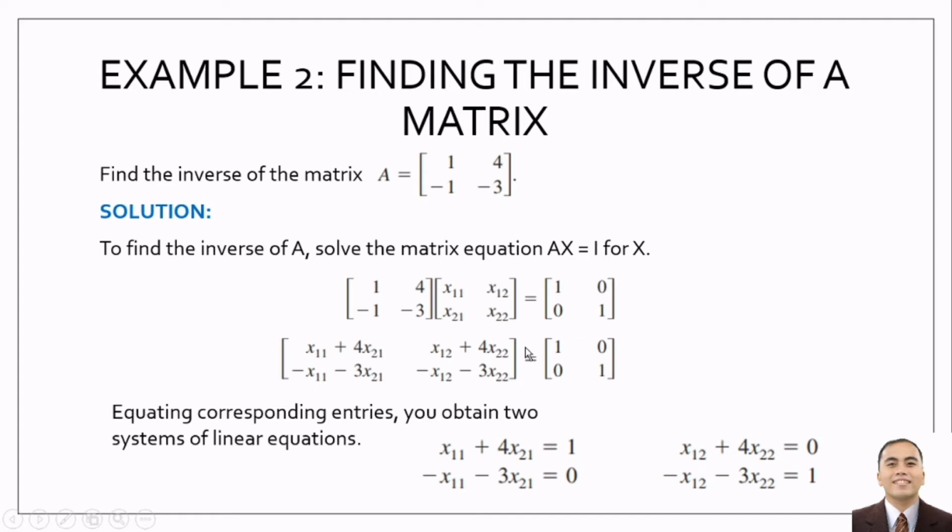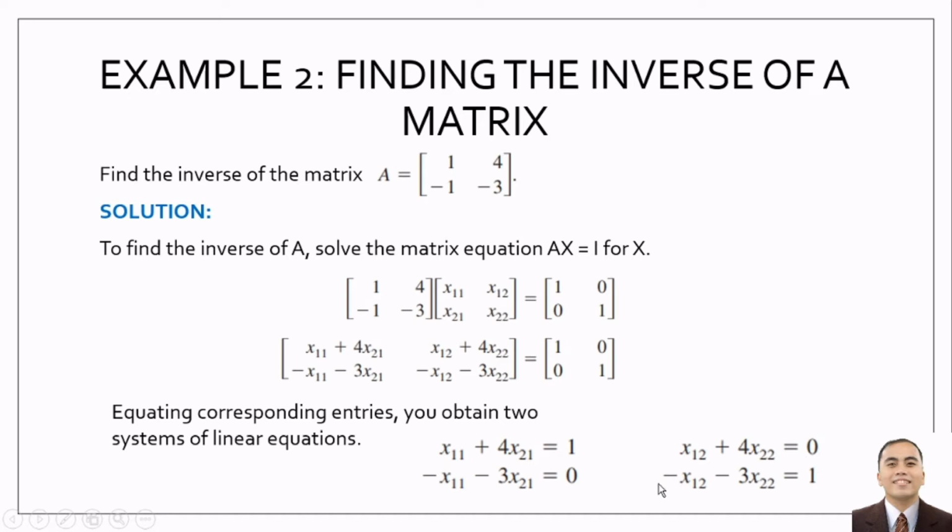And we need to equate this to our identity matrix [1, 0; 0, 1]. Equating the corresponding entries, you obtain two systems of linear equations. We have x11 + 4x21 = 1. Another, we have negative x11 minus 3x21 = 0. Another, we have here x12 + 4x22 = 0.